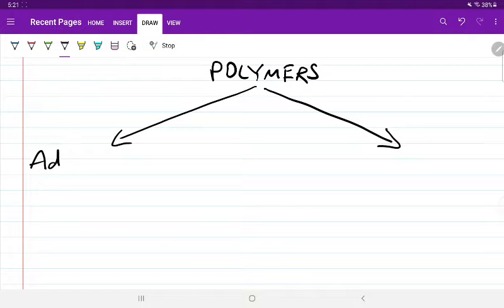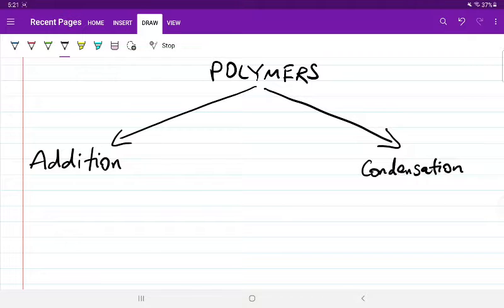We have what is called addition polymers, or polymers that are formed from addition polymerization, and you have condensation polymers, or polymers that are formed from condensation polymerization. These are two separate groupings of polymers, two separate families of polymers. The small units that make them up, the monomers, are different, all right? But they fall under the same heading of polymers.